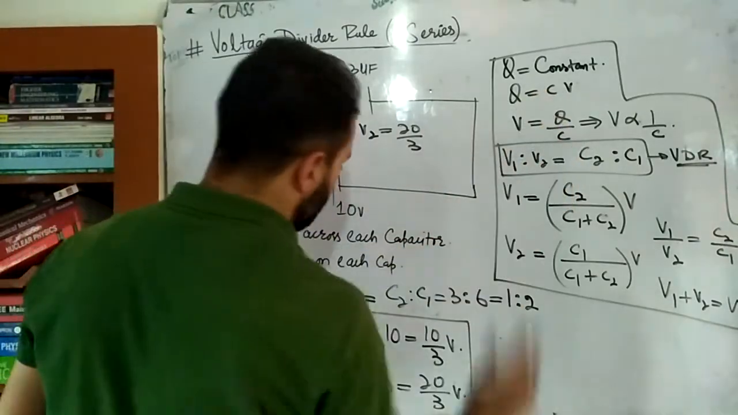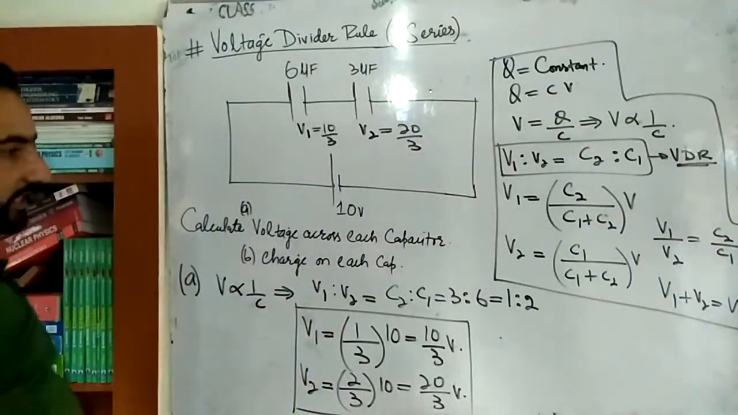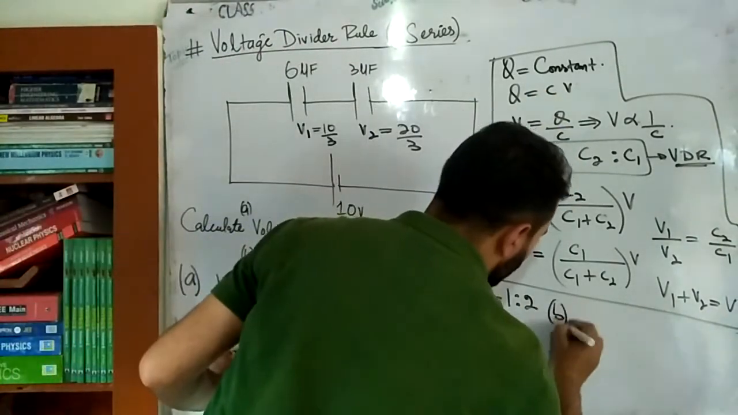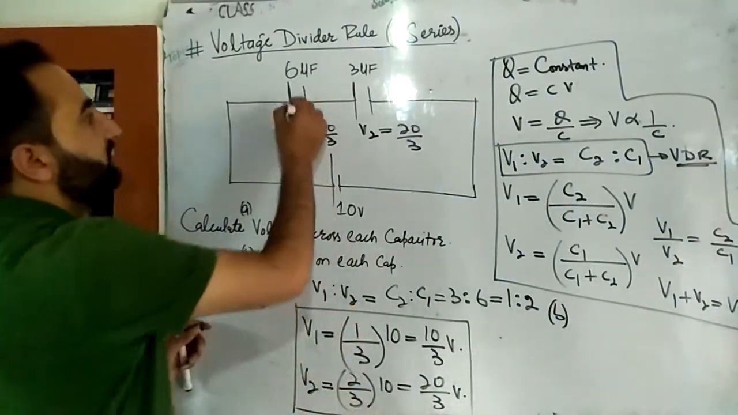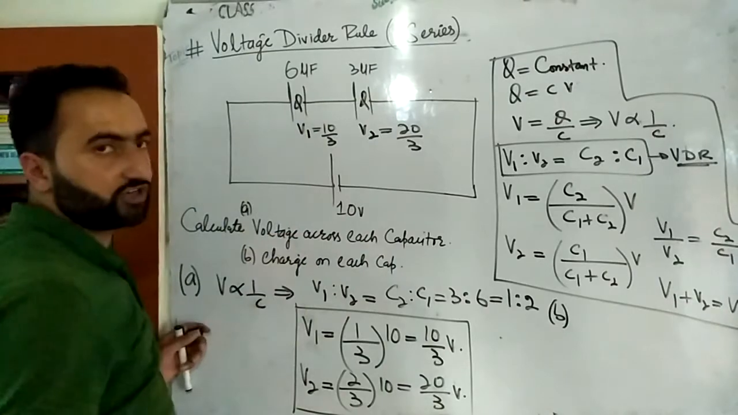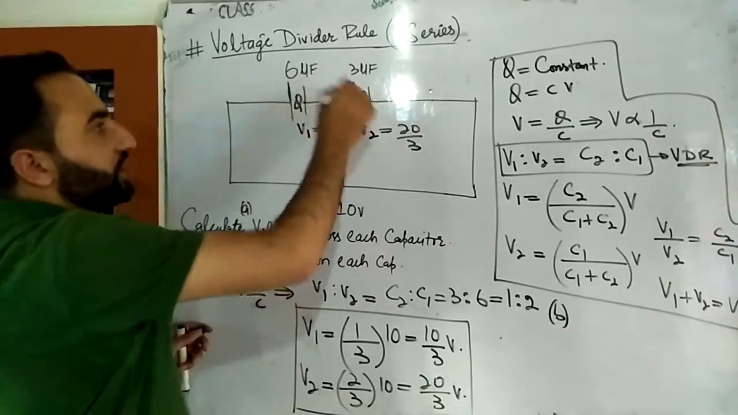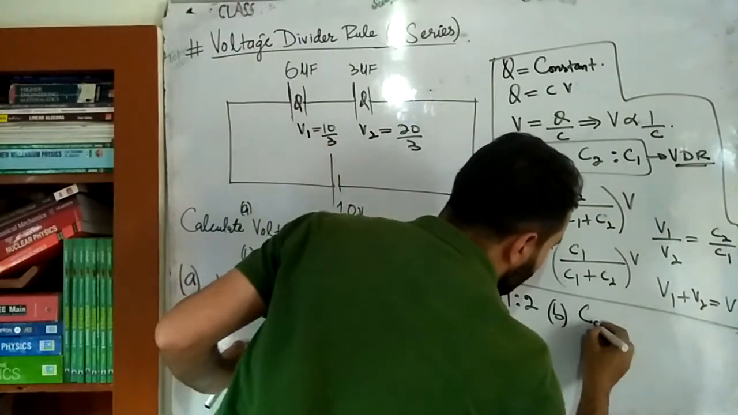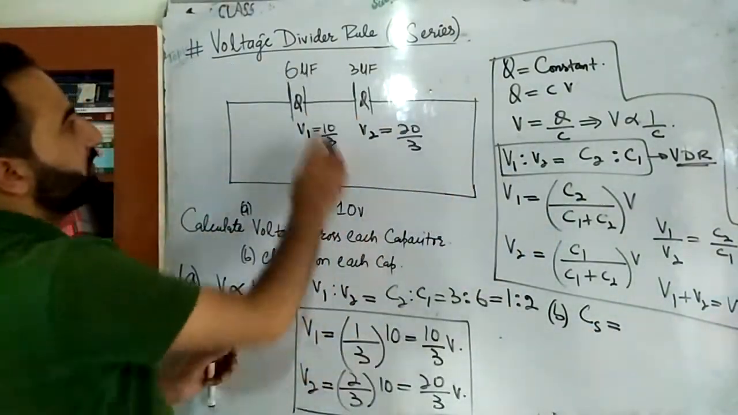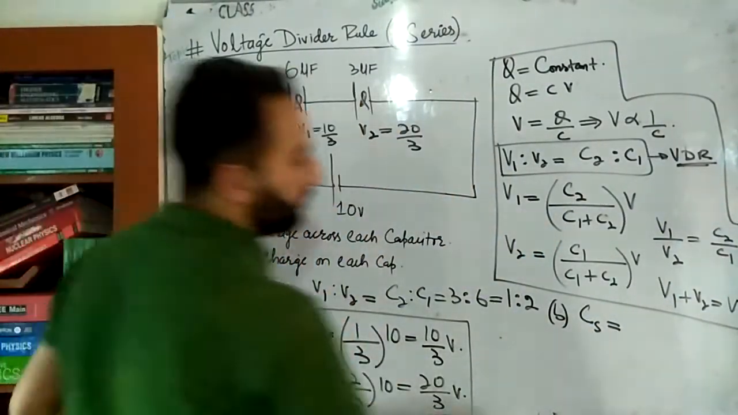So first you will write this, then you will write the A part. Then we will calculate the B part, that's Q1 and Q2. We know that in series combination Q1 and Q2 will be the same. So the charge on this capacitor is Q, and the charge on this capacitor is also Q. So let's calculate the equivalent capacitance CS. The equivalent capacitance of 6 and 3 is 2 microfarad.